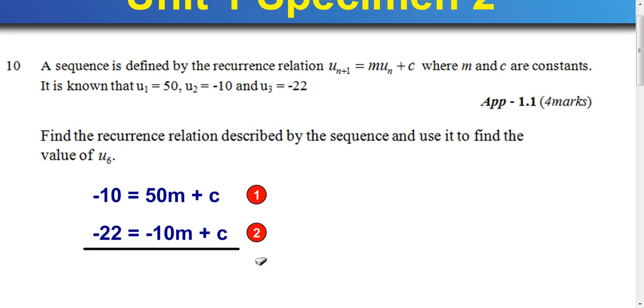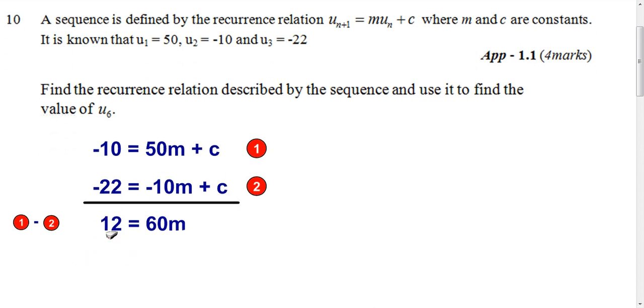Now these are dead easy simultaneous equations because we're always going to have this c value here, so we just subtract them to cancel out the c values. So 1 take away 2 is going to give you c take away c, which is 0. 50 take away negative 10, which is 50 plus 10, which is 60. And negative 10 plus 22, so it's take away negative 22, gives you 12. Now don't get careless here and think the answer is 5. 6 times 5 is not 12. Divide 12 by 60 and you get 0.2.